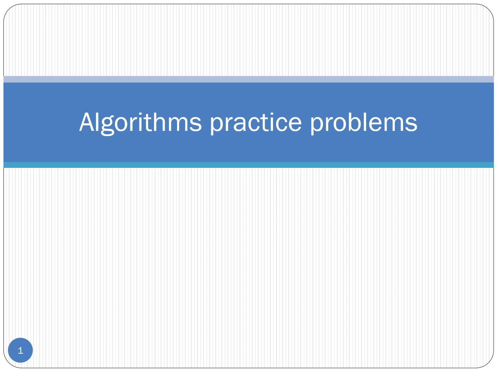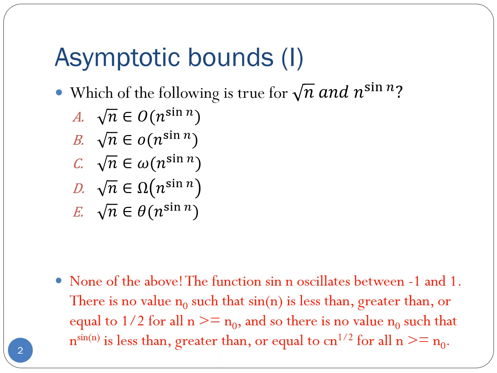In this video, we will go through some practice problems for algorithms. The first problem is asking us to figure out a relationship between square root n and n to the power sine n. Notice that square root n is the same as n to the power half, and we need to figure out whether this belongs to big O of n to the power sine n.